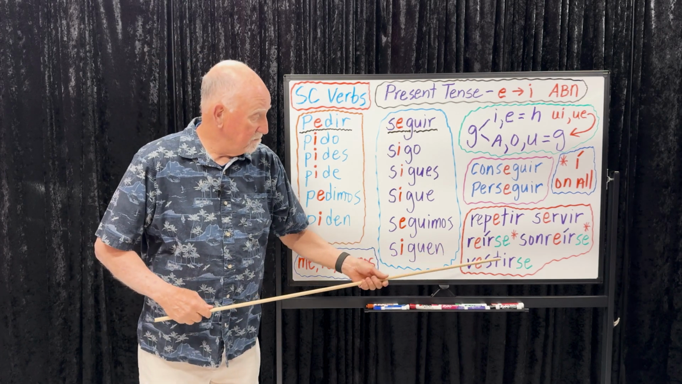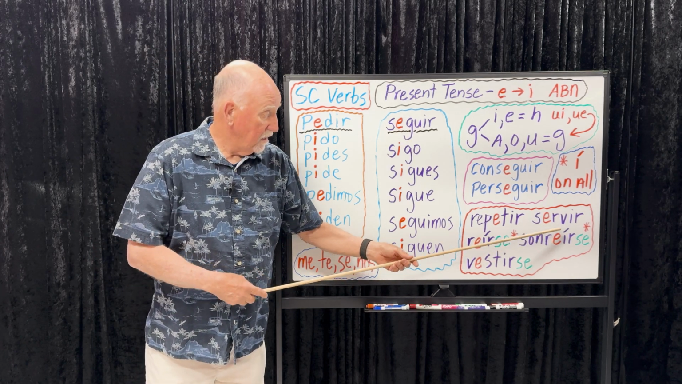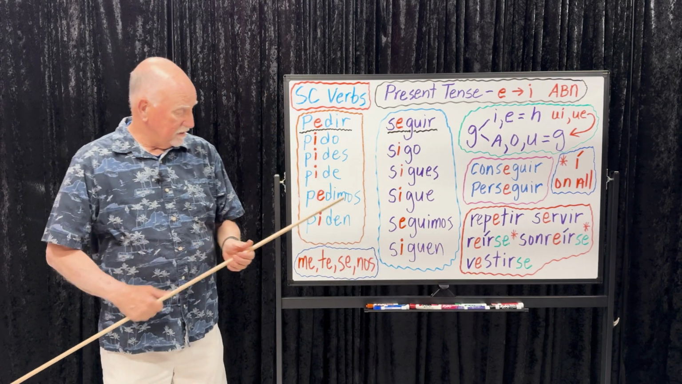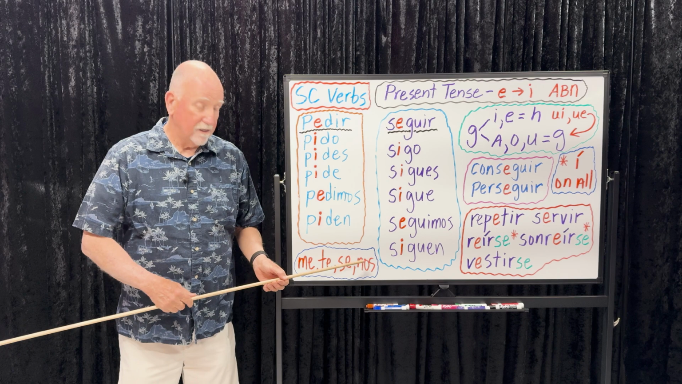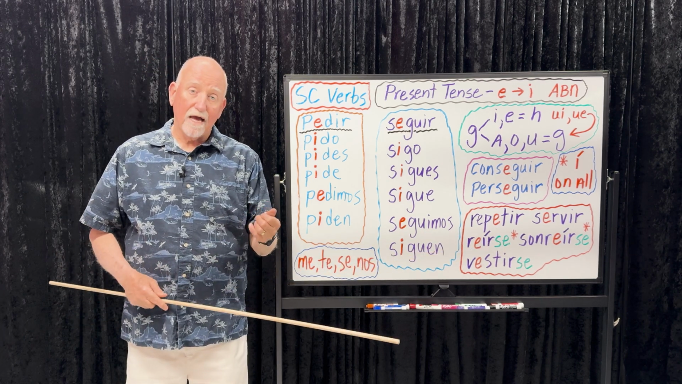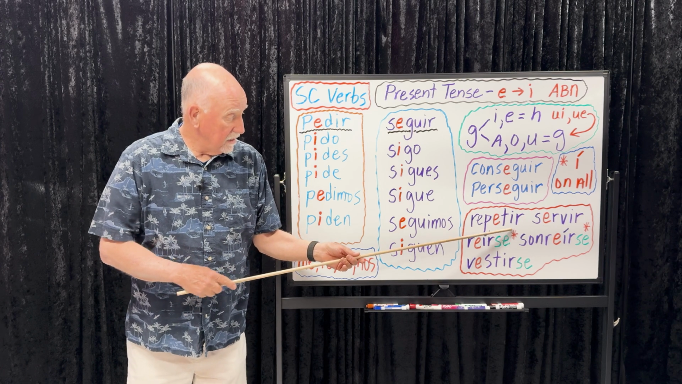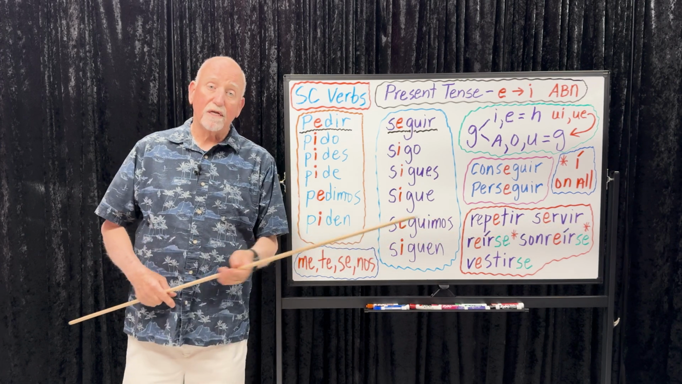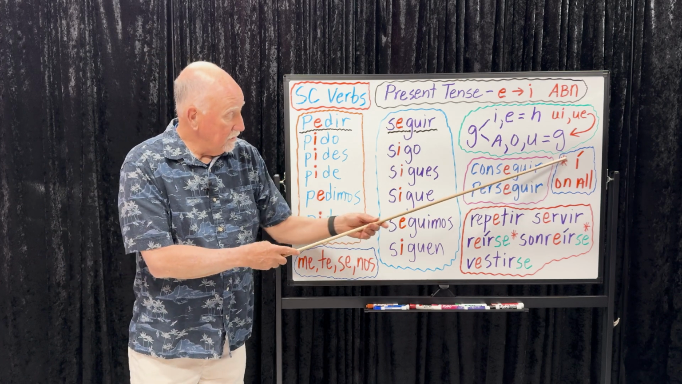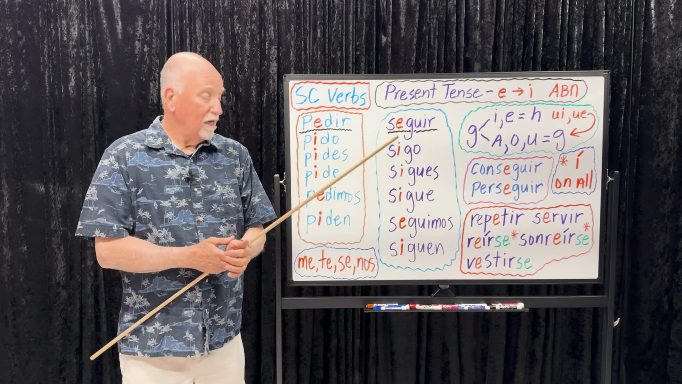Now, reírse, vestirse, and sonreírse all are reflexive. That's why they're indicated in green. Remember, our reflexive pronouns are me, te, se, and nos. Let's start off with reírse, to laugh. You see the asterisk after sonreírse, which means to smile. And you see the asterisk here. And you see an I with an accent mark on all.